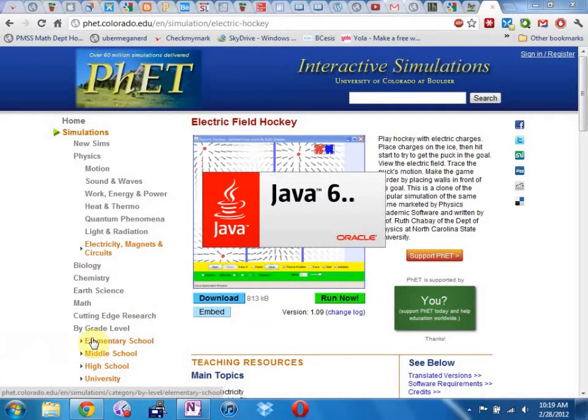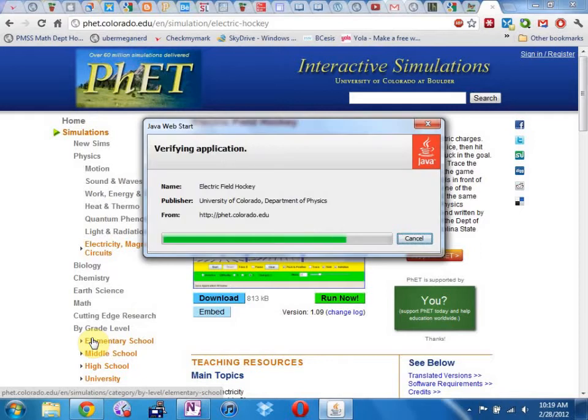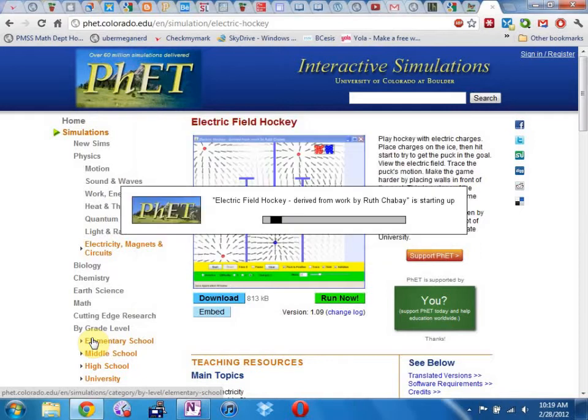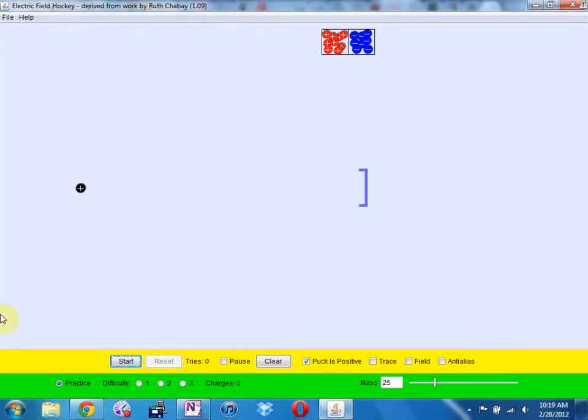What does electric field hockey look like? Yes, this is also for some of my hockey players. Okay. What you need to do is send this positive charge into the goal. Now this is level 0. The easiest way to send this positive charge into the goal would either be to put a positive right there so that it gets repelled.